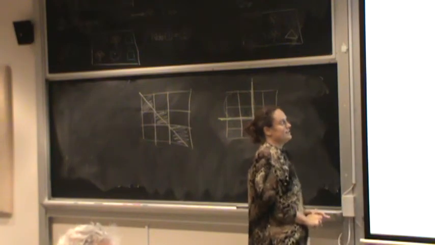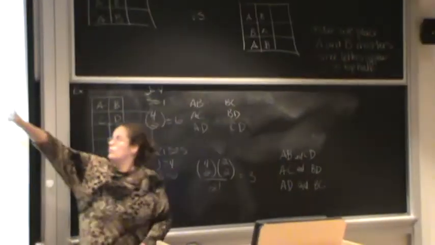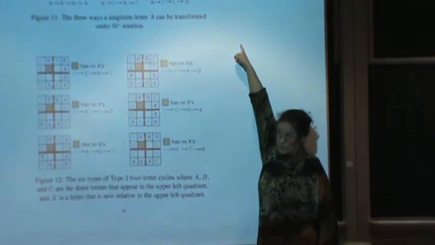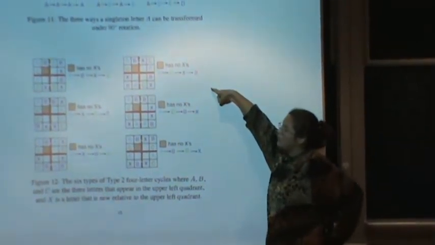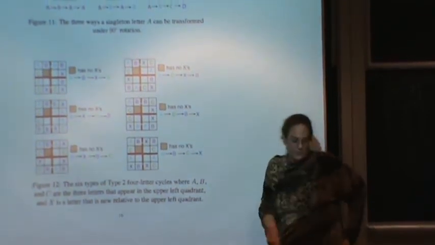Well, now we get fancier. So we have 3 other types of things we have to do, 3 other types of 4 cycles. Well, this is the 4 cycle where only 1 letter appears in the upper left or first quadrant. Here is 4 cycles where 3 of the letters must appear in the upper left quadrant. There's 6 images.